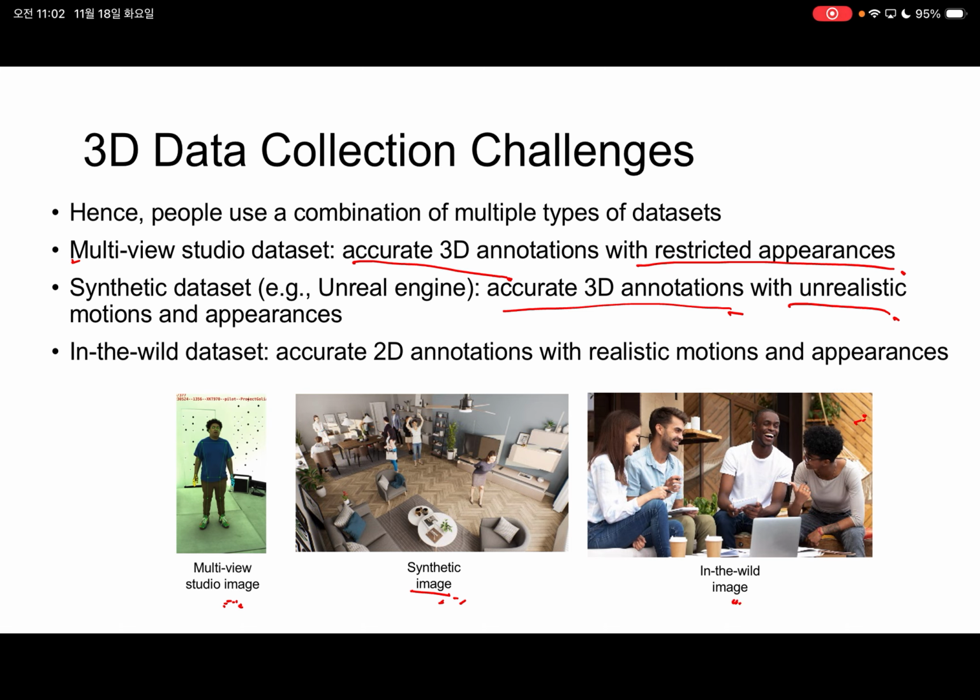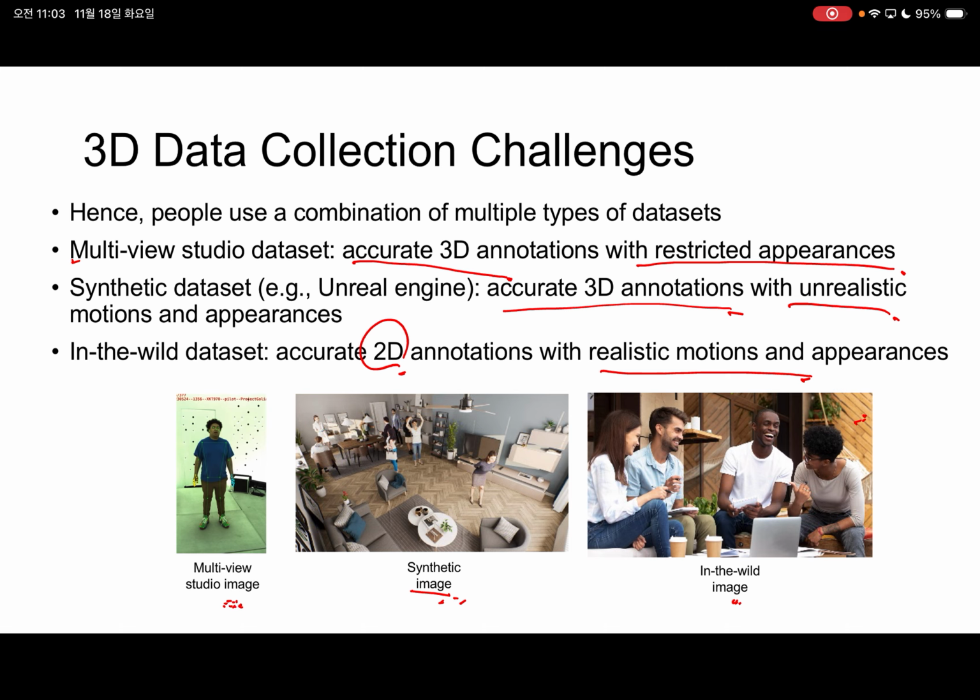In-the-wild images means images captured in daily life. We take lots of pictures in our daily life with our mobile phones, right? It has accurate 2D annotation. We learned that we cannot get 3D data from a single image based on multiple view geometry theory, right? So we only have accurate 2D annotation, but the image appearance is realistic, the motions are realistic, interaction with objects and with humans are all realistic. But we cannot get 3D data. So each dataset type has strengths and weaknesses.